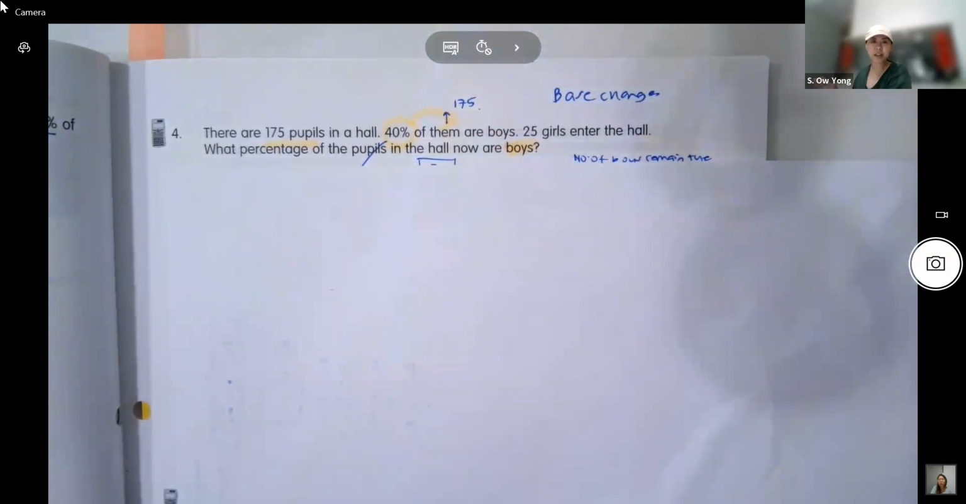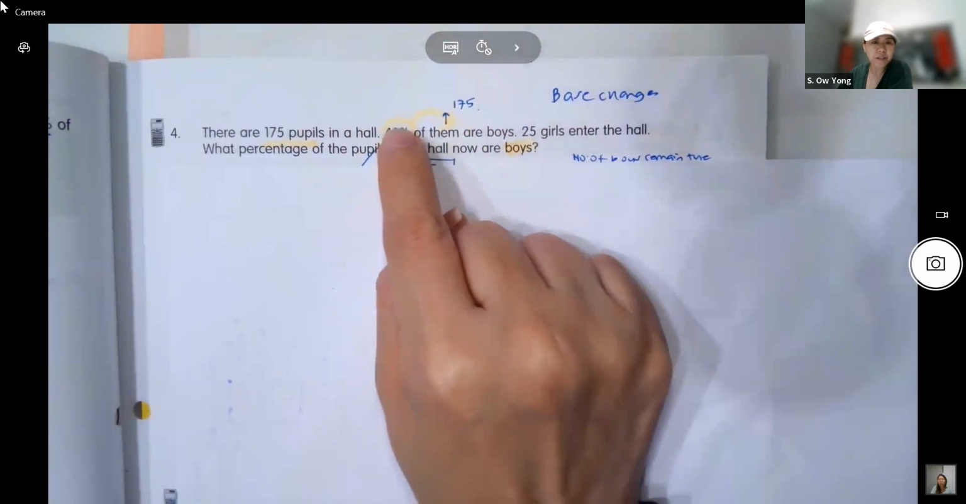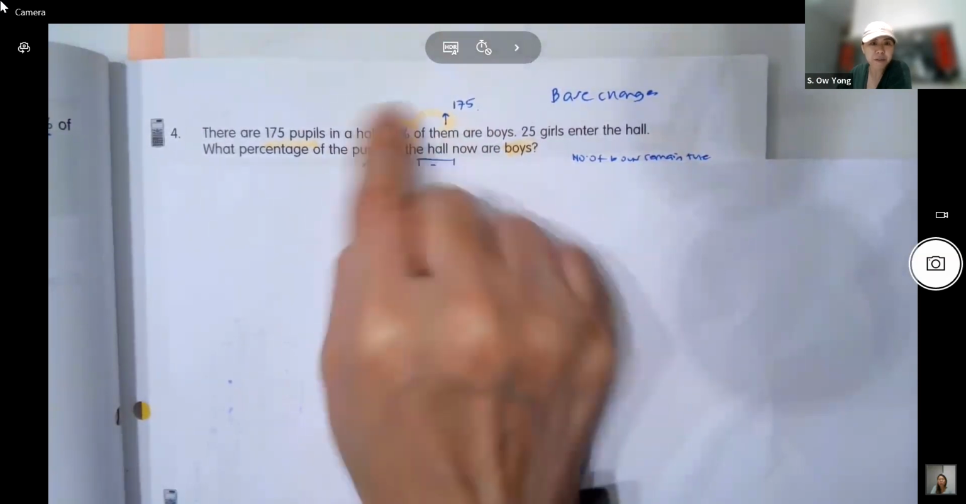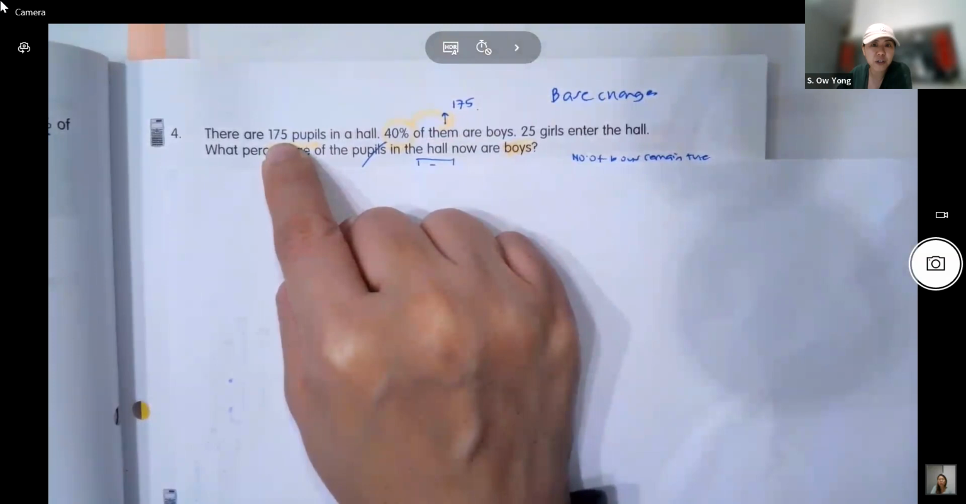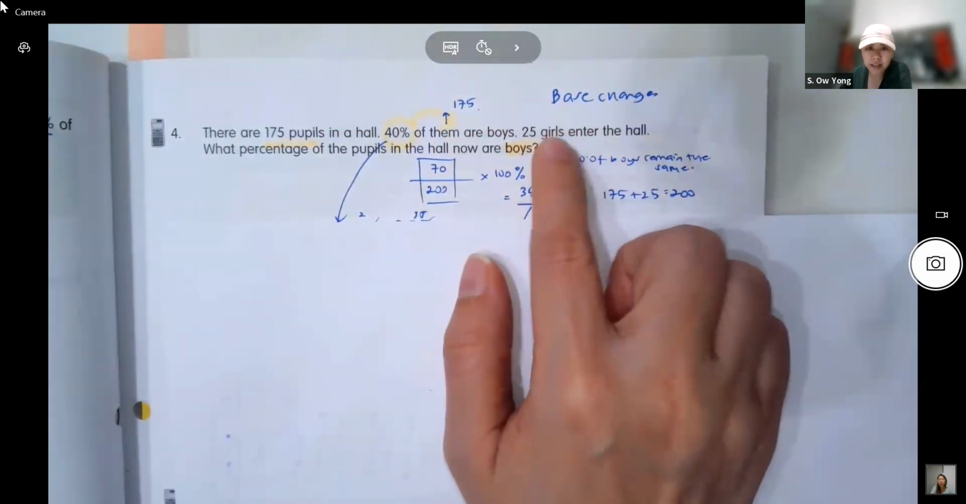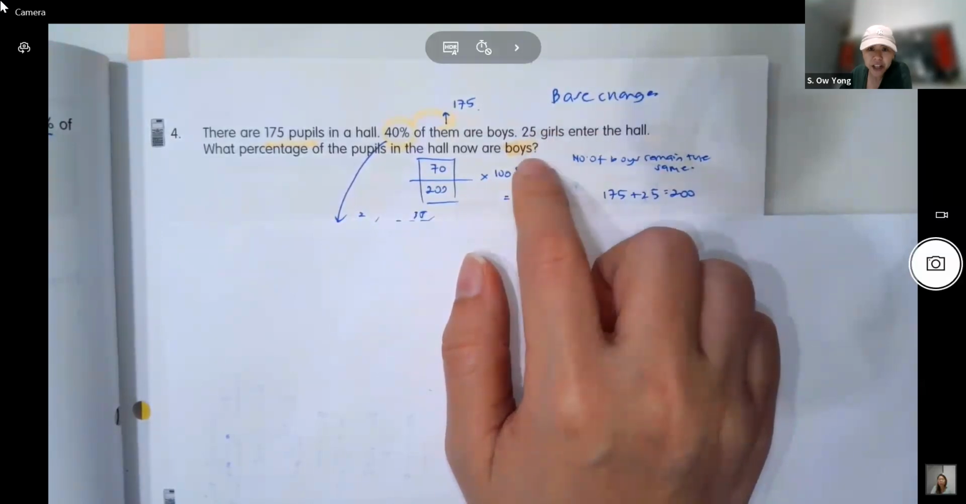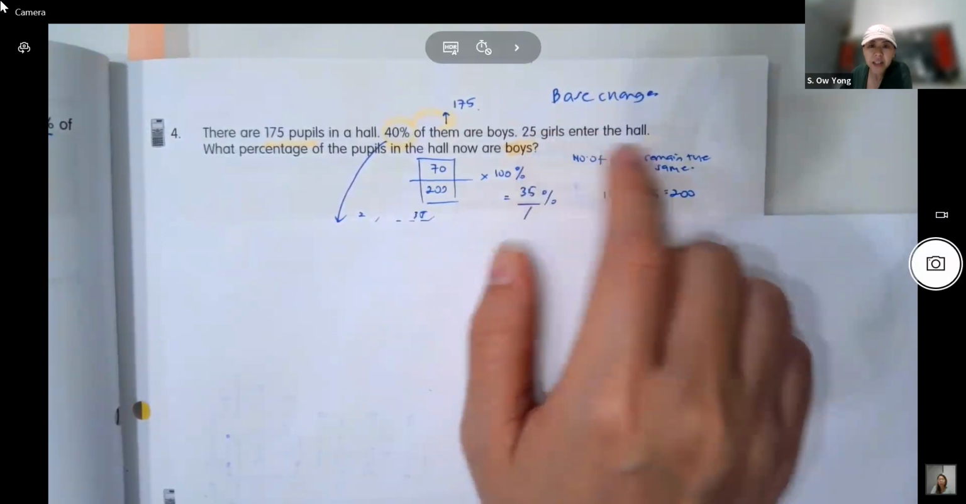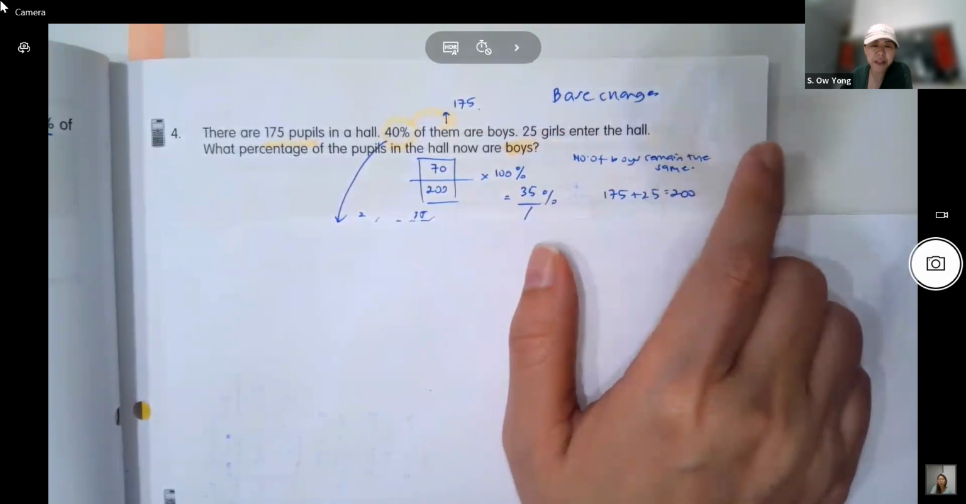So never mind, it's okay. We take note that 40% of them refer to the 175 students. So you realize that only the girls enter. Something remains unchanged. Yes, you are right. The number of boys remains the same.